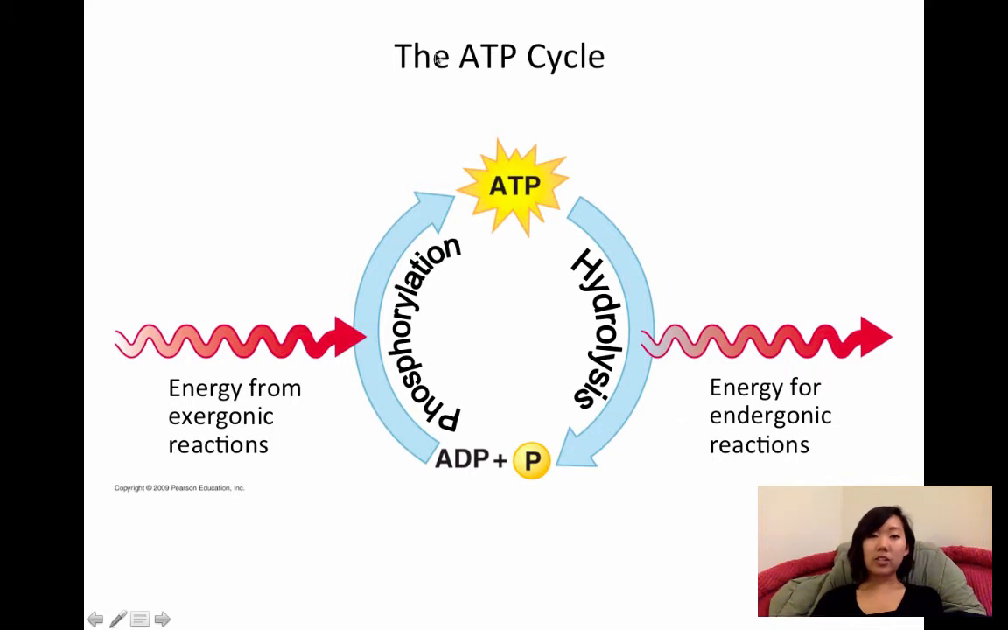This right here is just the cycle that shows ATP. You can see that if you put energy into the ADP, you can reform it with the phosphate group and it forms ATP. And then you can easily hydrolyze it and break off that phosphate group, and then it gives off energy for reactions.